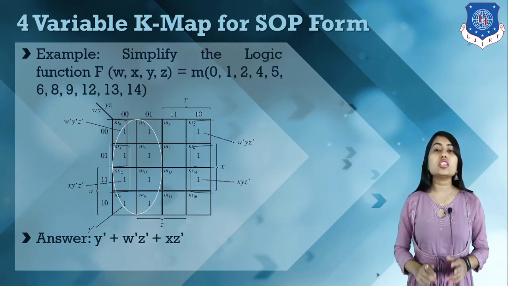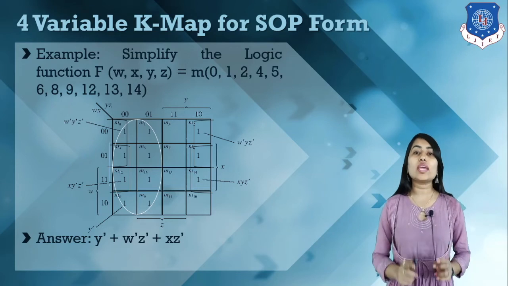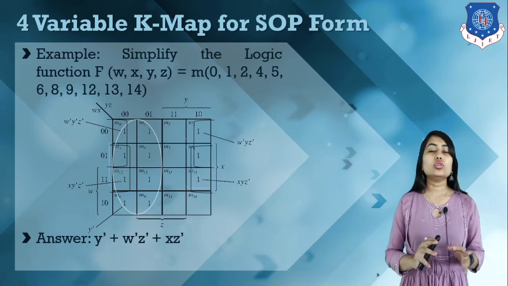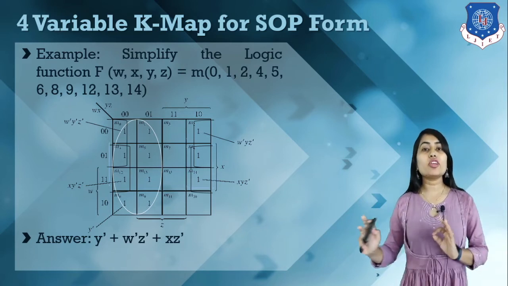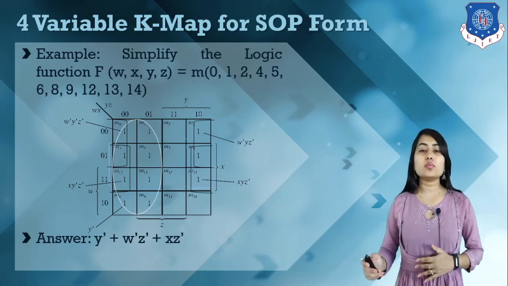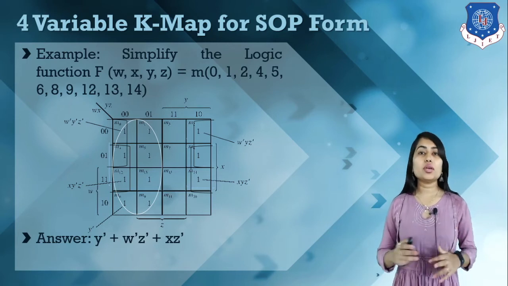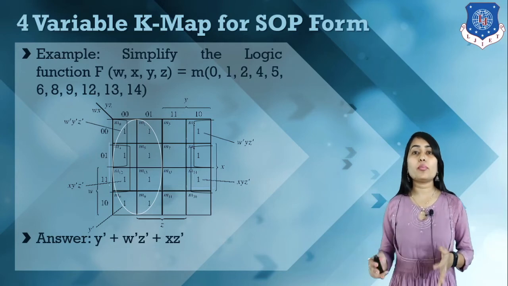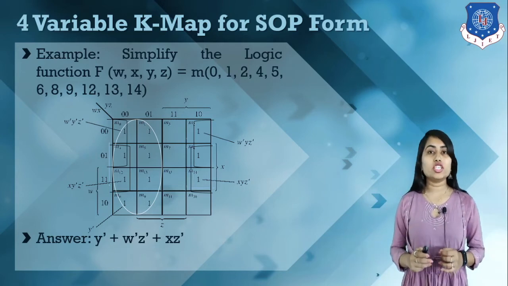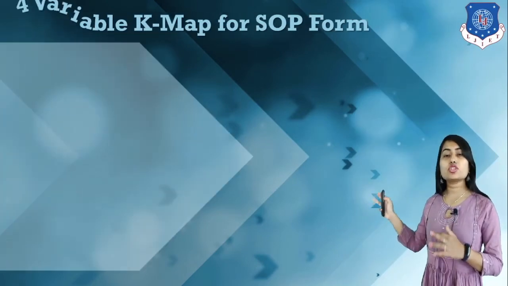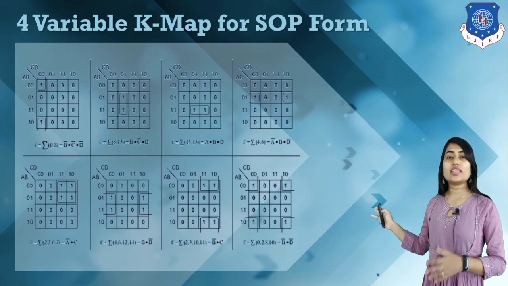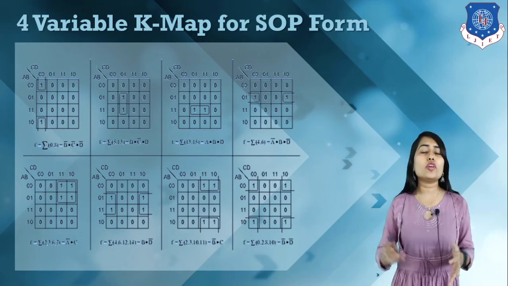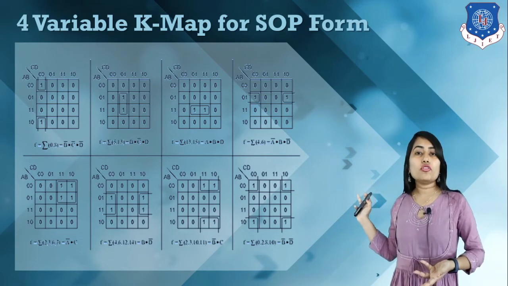So this is how we can simplify a 4 variable K map using the Karnaugh map method. This is how any SOP format logical function can be simplified using either a 2 variable K map, a 3 variable K map, or a 4 variable K map, depending on the input conditions. Here we have different types of patterns for a 4 variable K map. We can make a group of 2 like this, or a group of 4 like this also.